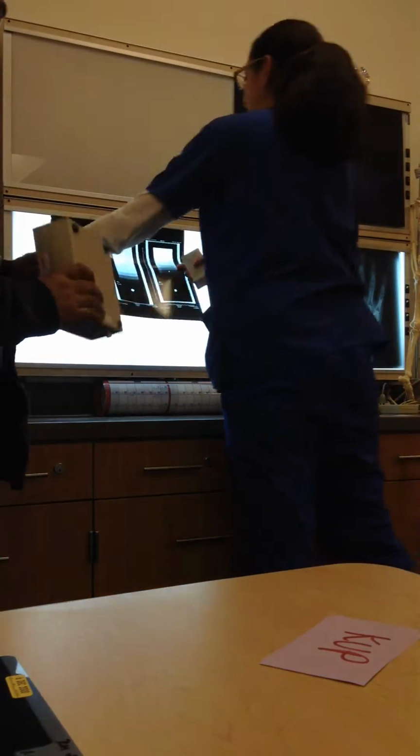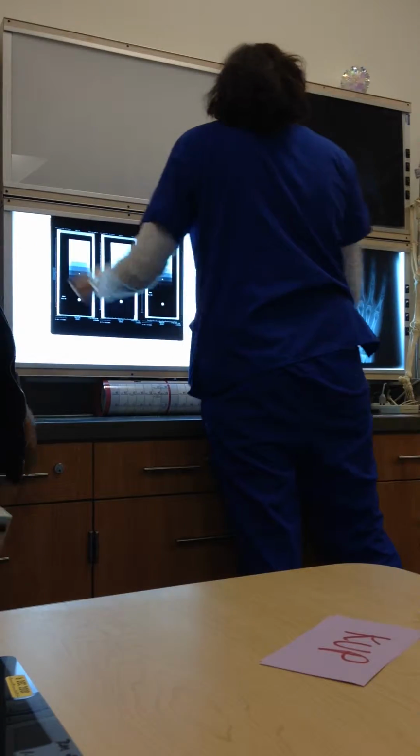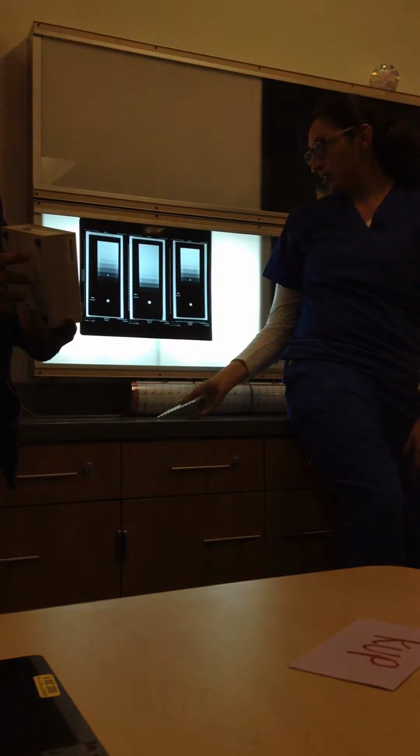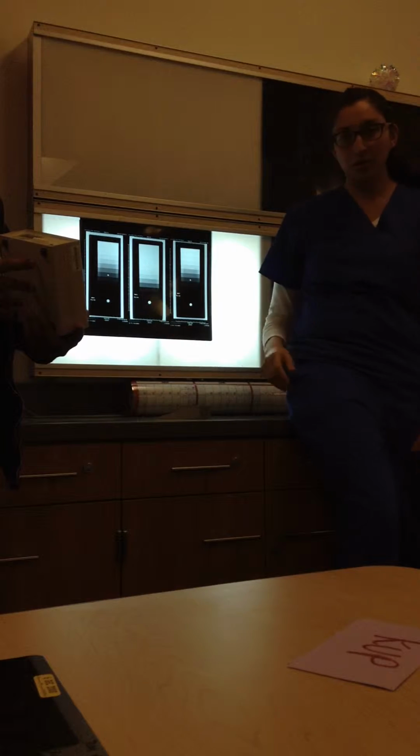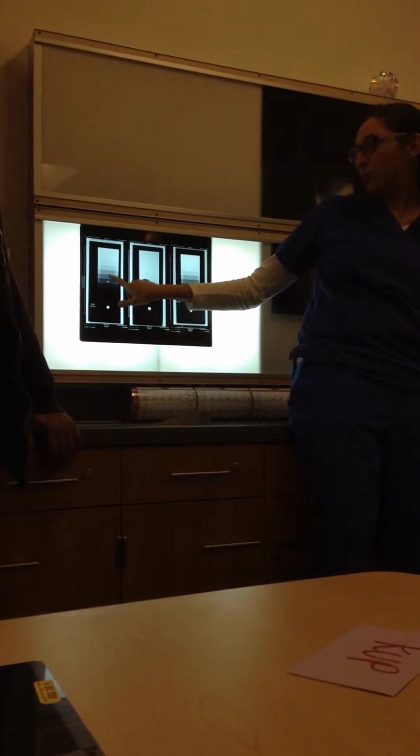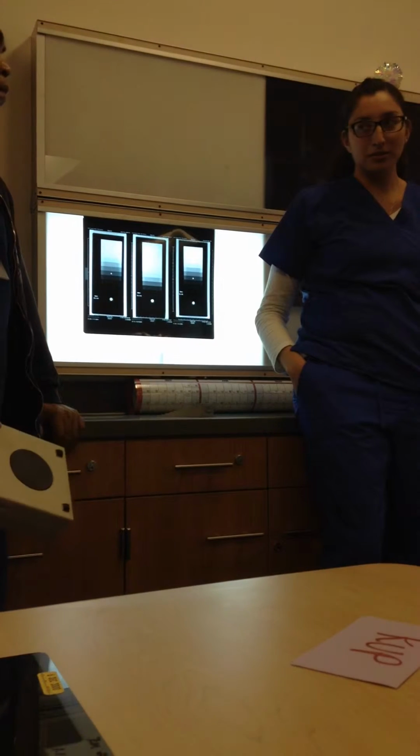Okay, so we have reproducibility, which you use X-ray to expose a step wedge, and you're looking for consistency in your exposures. So this one shows you from 3 different rooms what the exposure looks like. And then you measure the densities with a densitometer.